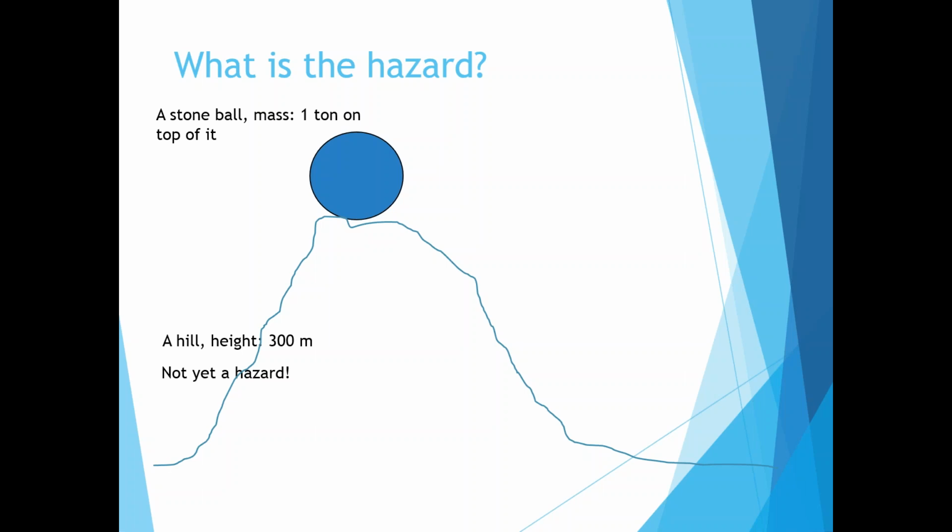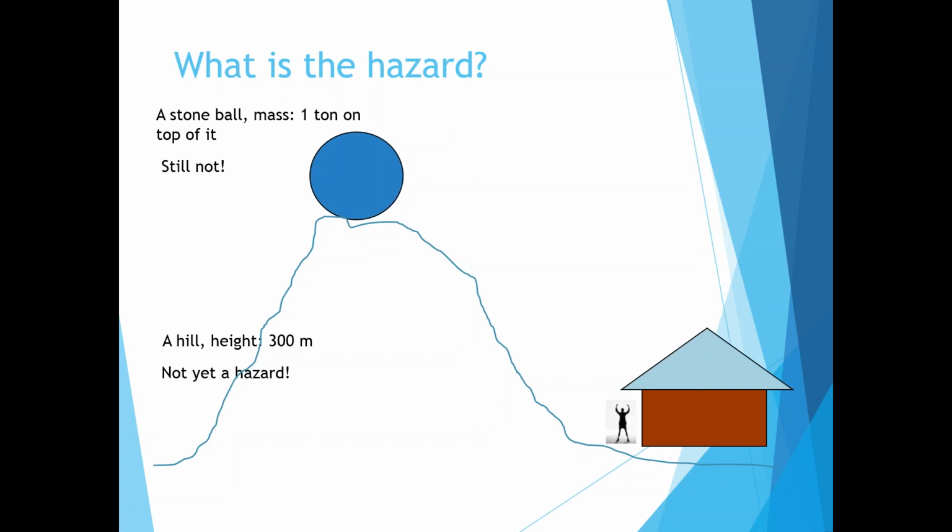You could muse about whether this is now a hazard or not. Without further ado, I tell you it's still not a hazard, because it's just sitting there, right? Even if something happens, it's still sitting there. Nothing can go wrong. Even if it rolls down, who cares? The landscape may not look so nice anymore, but it's not impacting anybody.